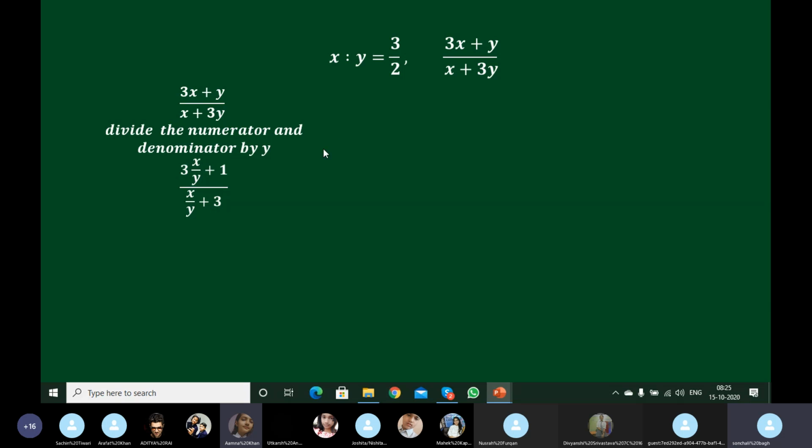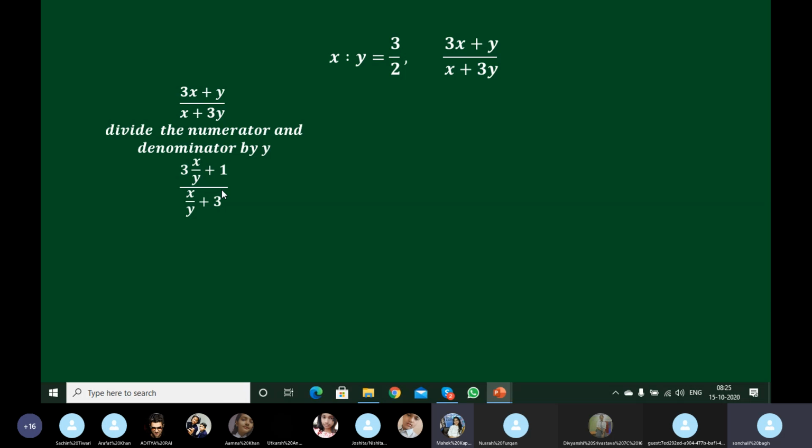Similarly, divide the denominator by y. When x is divided by y it gives x upon y, and when I divide 3y by y, what is left? 3. Now our expression has turned into the form of x upon y. Right or wrong? Yes, ma'am.